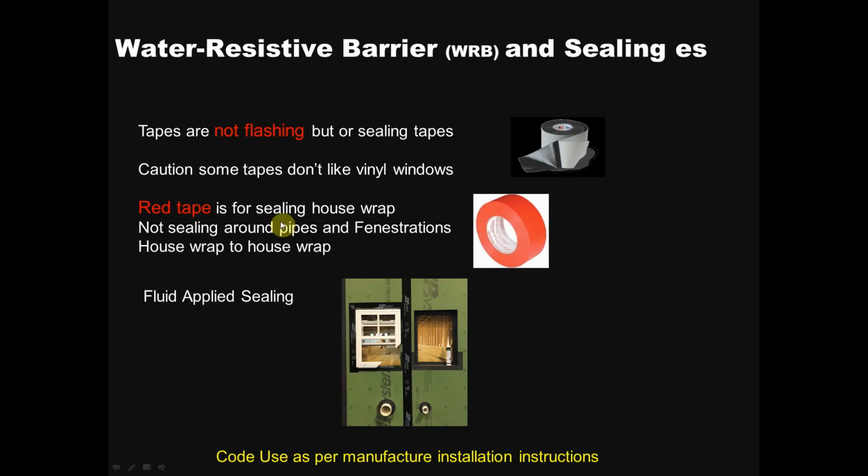And red tape is for sealing around the house wraps. It's not to be sealed around windows. That's typically where you go from house wrap to house wrap. Now, out in the market there's a fluid applied sealing. In Atlantic Canada, I haven't seen a lot of that, but there's a lot of uptick on this sealing. As you can see, they've taken a fluid applied sealing around this window, and they seal the fluid around here, or they do tapes. But the fluid applied sealing, we haven't seen a lot of here in my area.